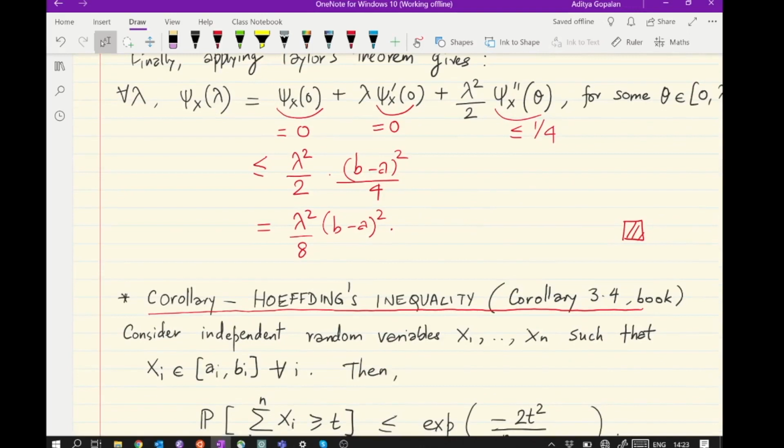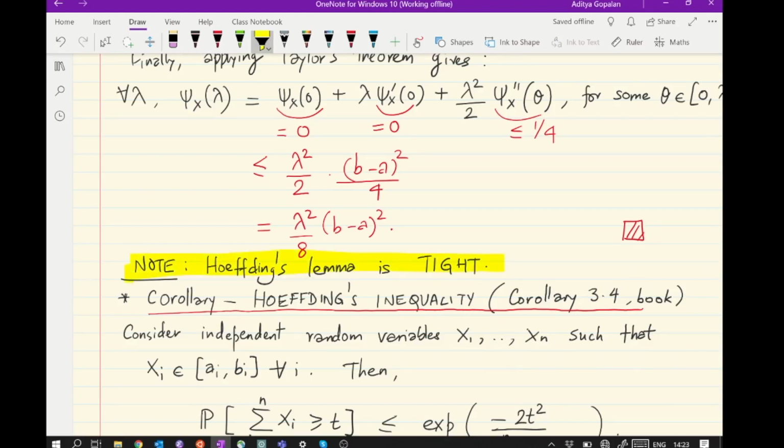Okay. So an additional note here that I'd like to add is that this lemma is actually tight. Meaning that you can actually find a non-trivial random variable x given any interval a and b, for which the log moment generating function is exactly equal to lambda square by 8 b minus a the whole square.